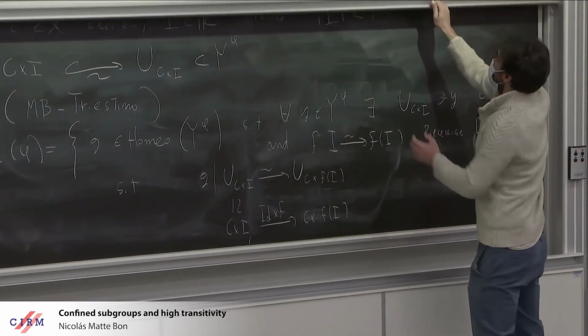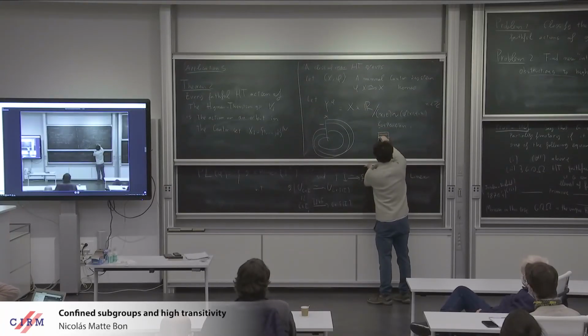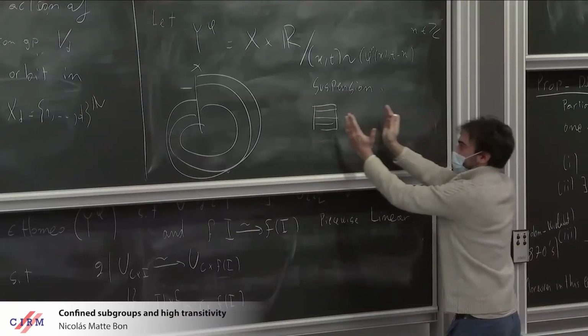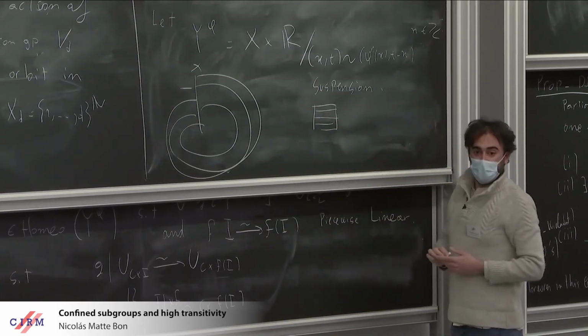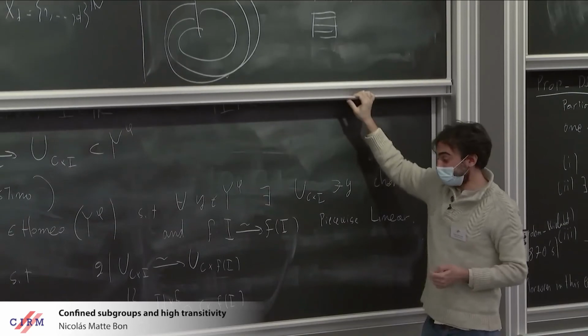So basically, you have these small flow boxes, and your group is acting by elements that act on these flow boxes, like in a piecewise linear manner on the flow direction. And identity means that they preserve every leaf, and the jump is locally constant on the Cantor direction. Okay.